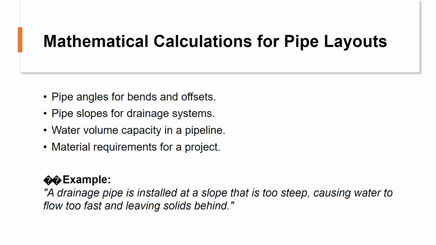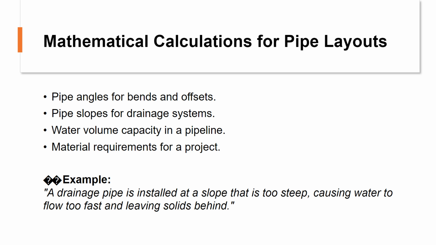Pipe angles for bends and offsets. When you change direction, whether vertically or horizontally, you'll often need bends or offsets. To do that right, you must calculate the angle and the distance between connection points. If you guess it, the fittings will misalign. If you measure and calculate, the job fits perfectly.